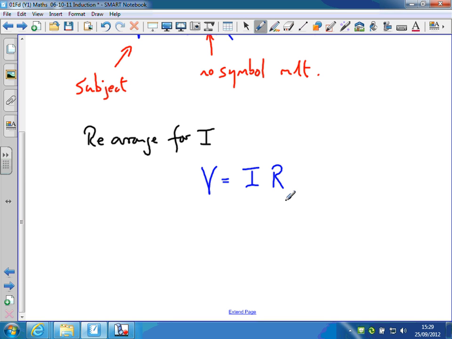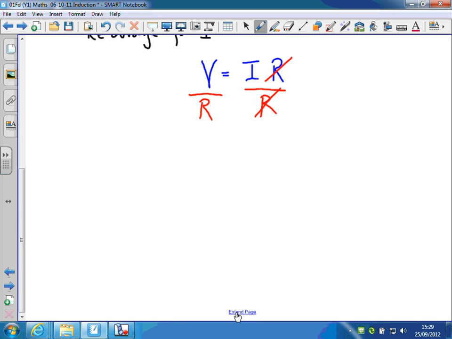So I has been multiplied by R. So how do I get rid of it? Divide by R. If I divide that right-hand side by R, the R's cancel, and I'm left with just I. So what do I do to the left-hand side? Divide by R. And so now I can write V over R equals I.